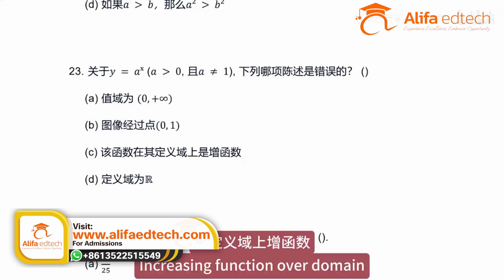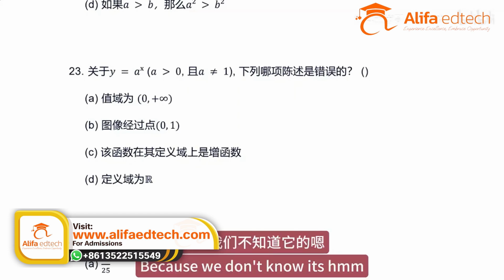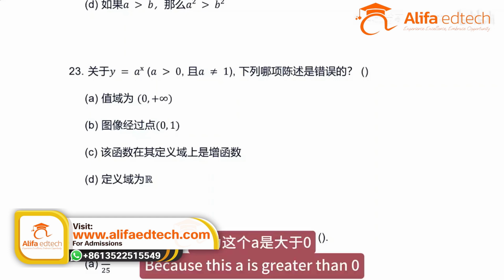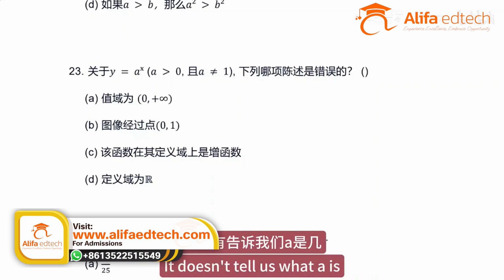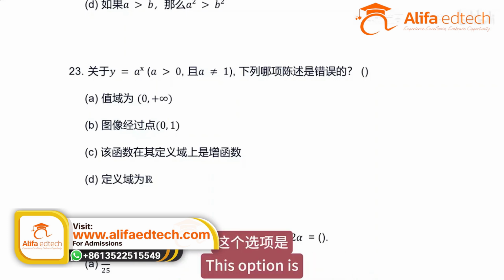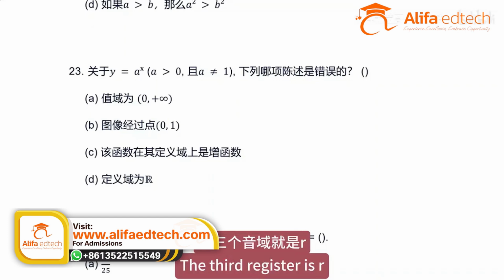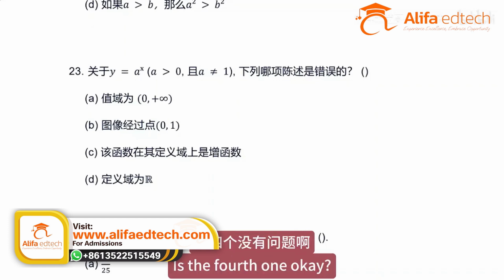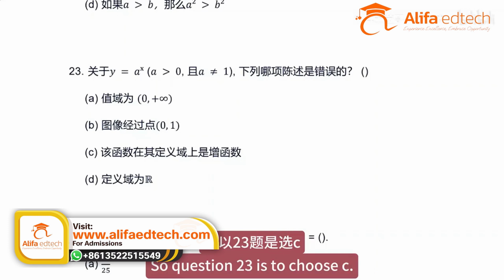That's correct. As for being an increasing function on its domain, the third one is incorrect because we don't know its monotonicity. Since A is greater than 0, but it doesn't tell us what value A is, so we can't determine it. So the incorrect option is the third one. The range is just R, so the fourth one is fine. Therefore, for question 23, the answer is C.